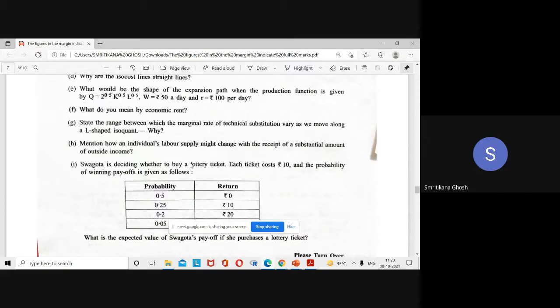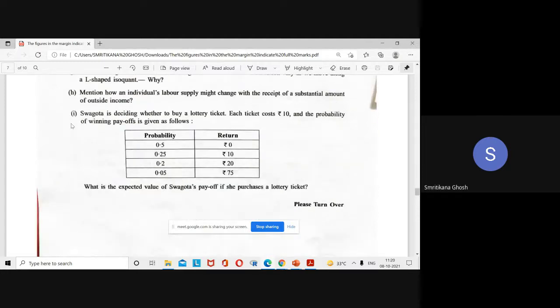Okay, labor supply you cannot do. Lottery ticket you can make a try of this. This is available in LMS. Make a try of answering this question, because this is from the chapter on uncertainty. The expected value, you have to find out whether you have to buy the lottery. Just make a try.